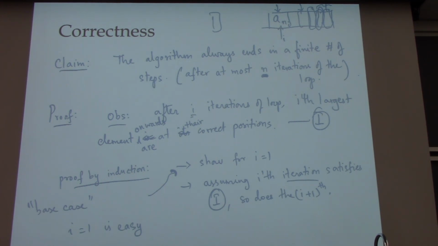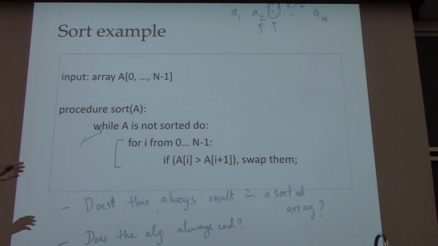Okay, yeah, you can have a line at the very end which says, we have shown that it always ends, and if the algorithm ends, then it means that it is sorted, because if it weren't sorted, then it would not have ended, right? So you have to write this argument, yes, I agree. So was there a different question?